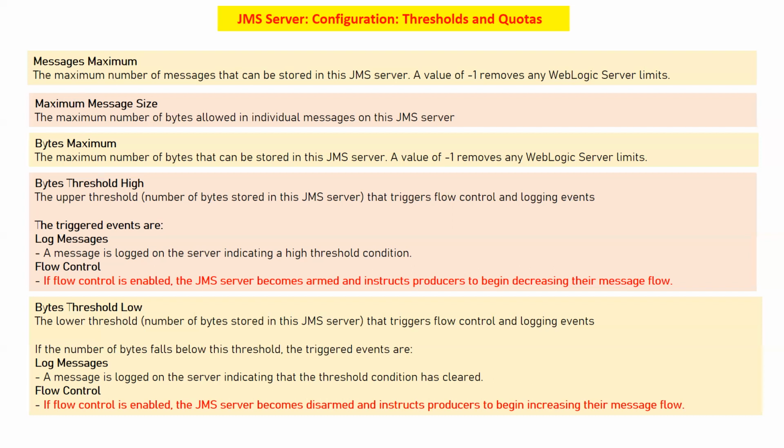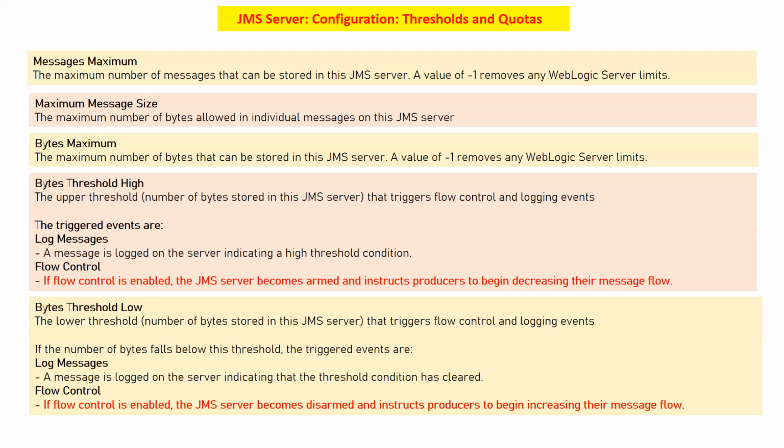Apart from that, you have byte threshold high and byte threshold low. As I said, in flow control you have two kinds of settings: maximum and minimum. When we talk about byte threshold high, when this condition is reached for a particular message or for the total bytes, the flow control will get enabled, and the JMS server becomes armed and instructs producers to begin decreasing their message flow. So whatever we have discussed so far is controlled by this parameter, called byte threshold high.